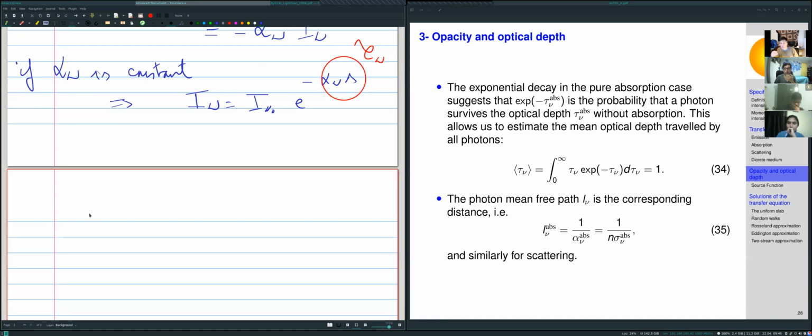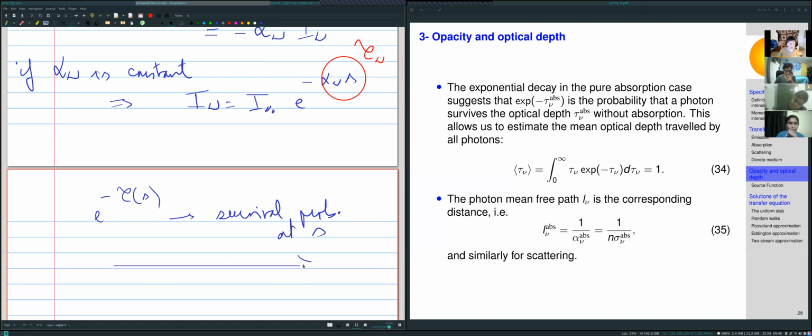And so we can regard e to the minus tau as the survival probability at s. Assuming that this is s, that we've entered the medium at 0, the medium is in here, and that's vacuum. So light is going this way.